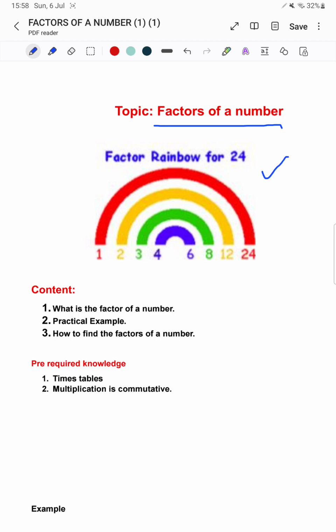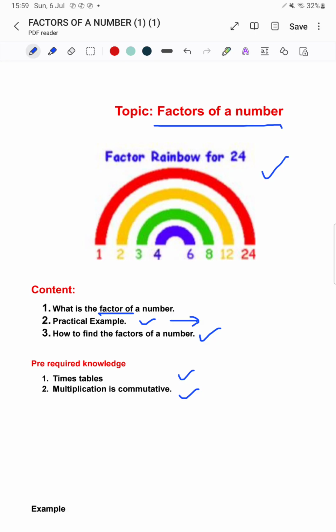In this particular video, I'm going to focus on what we mean by the factors of a number and one practical example. And then in the second video, I will be discussing how to find the factors of a number, but indirectly in the second part, which is the practical example, I will be showing you how to find the factors of a number. Now there is some prerequisite knowledge needed for this topic. First is the times tables and second is the commutative property of multiplication.